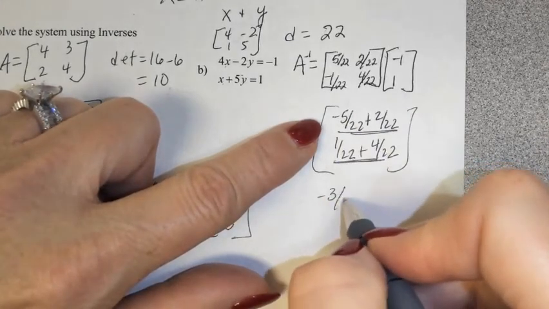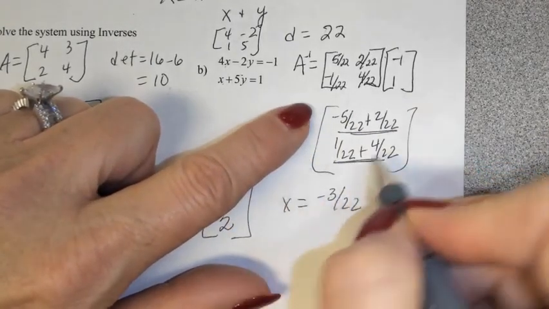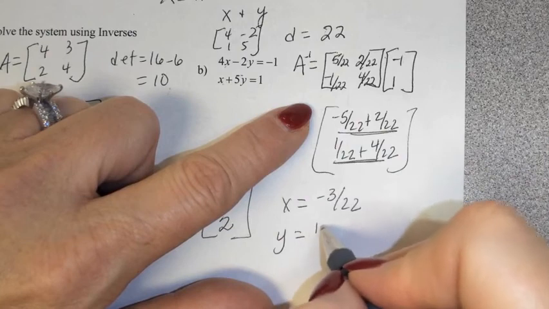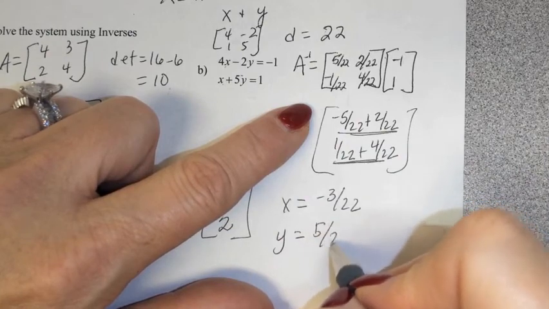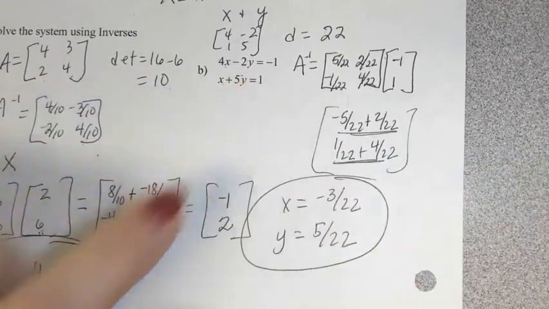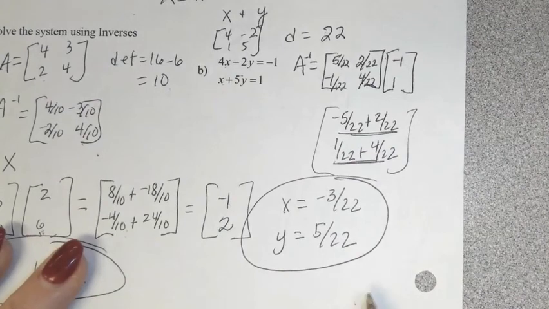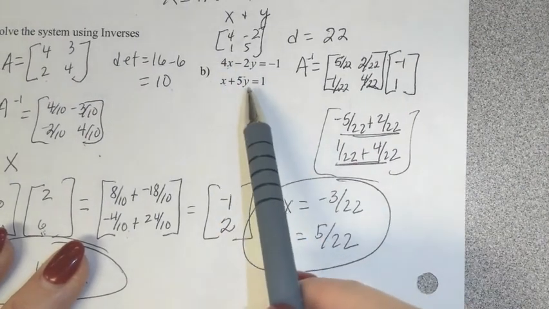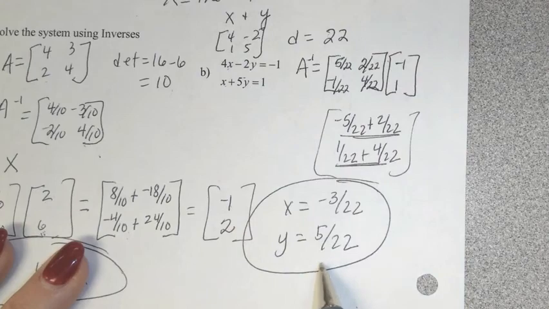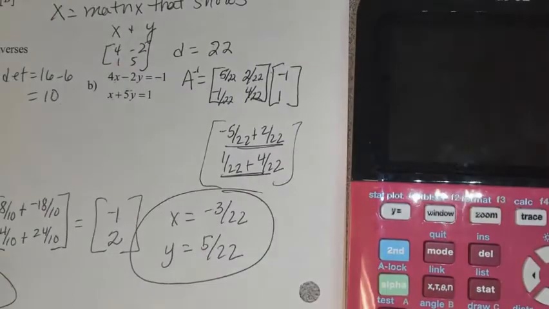And so figuring that out, negative 3 over 22 should be what X equals, and Y should be 5 over 22. And so that's going to be easier than using elimination on that problem or substitution or anything because of those answers being fractions. And that wasn't so bad, was it?